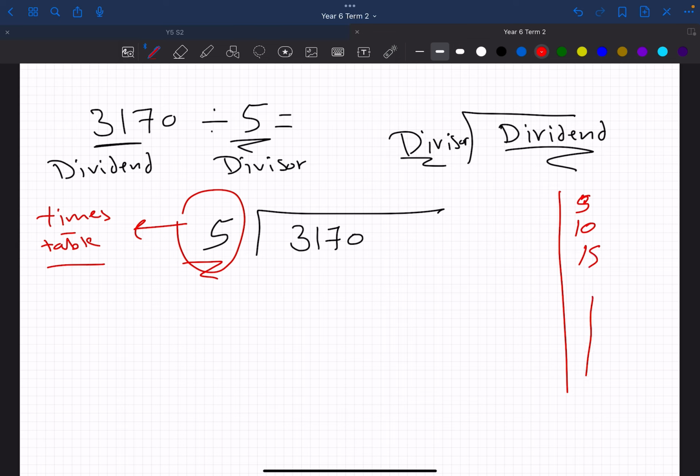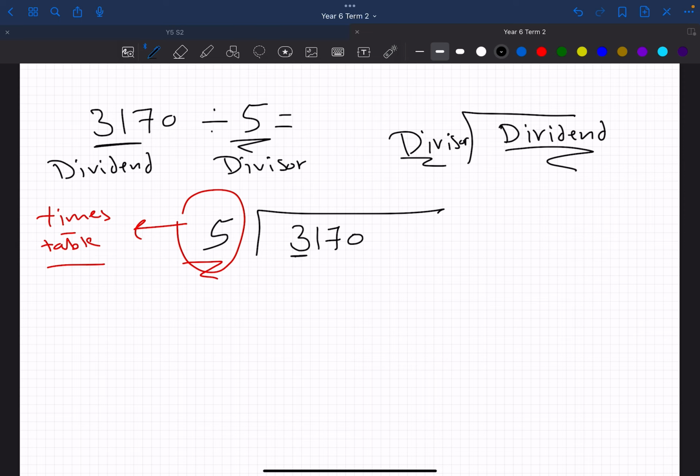But if I have a bigger number, I don't remember it. I don't know the 24 times table. So you need to write the 24 times table, for example. We'll discuss this after this example. Okay, now go back to this one. 3,170 divided by 5. Sorry if I am speaking fast, because this is a revision, not a normal class.